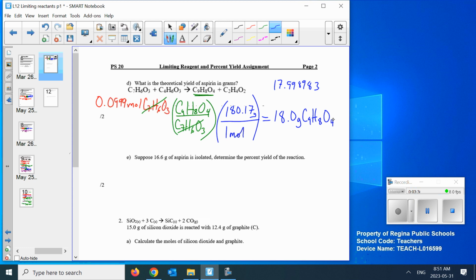But the next question is asking for a percent. When the experiment is done, you didn't get 18, only 16.6 grams. So the percent yield is equal to the 16.6 grams you got out of the possible 18 times 100. 16.6 divided by 18 is 92%. Okay. Any questions on this last bit?